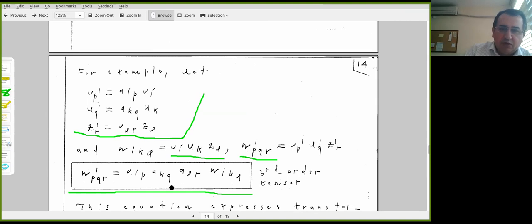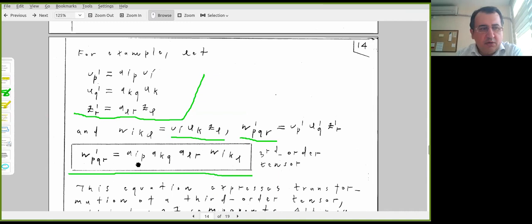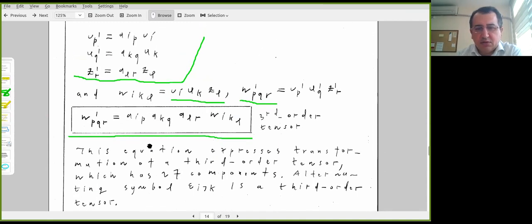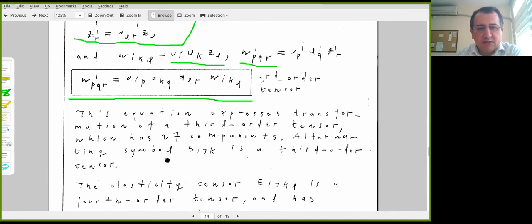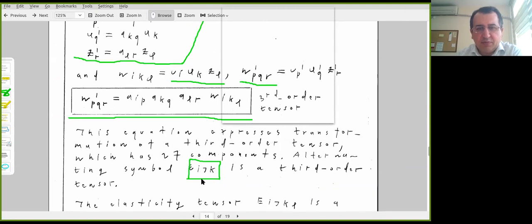And a fourth order tensor obviously involves four transformation matrices. Examples of third order tensors can be given. We have talked about the alternating tensor, but this is isotropic. It is an isotropic tensor.